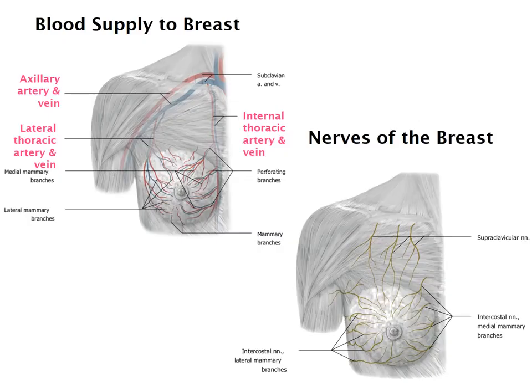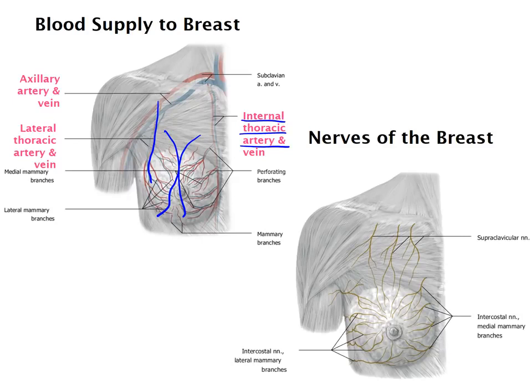The breast tissue is supplied by small mammary branches that come from the lateral thoracic artery and from the internal thoracic artery. Notice how the lateral breast is supplied by branches from the lateral thoracic artery, coming from the axillary artery, and the medial breast is really supplied by branches of the internal thoracic artery.